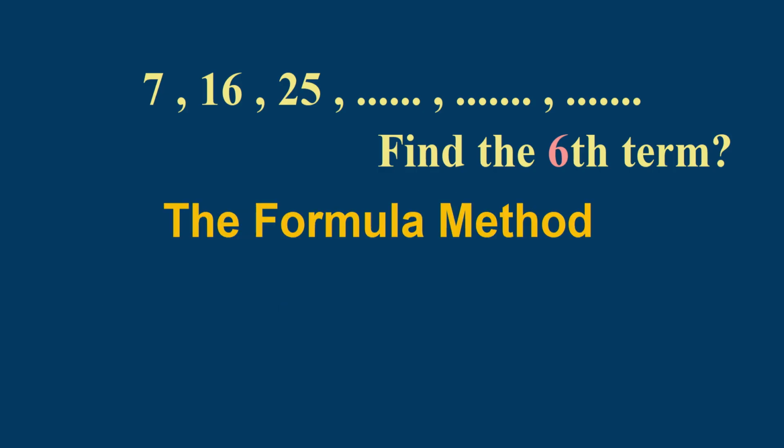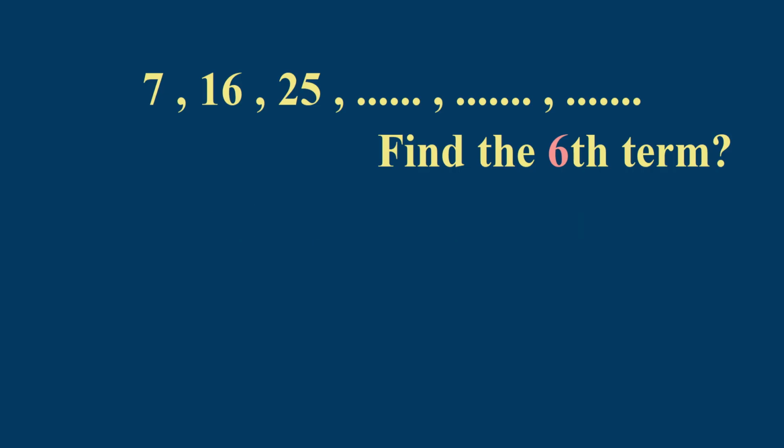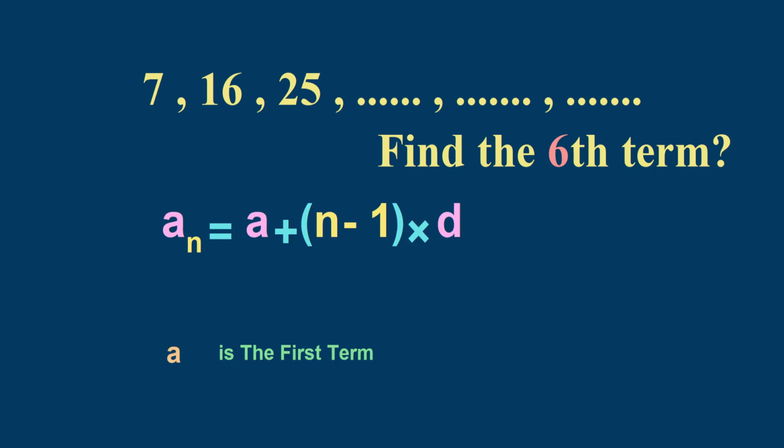Now, it's our time to solve the problem by using the formula method. In this method, we use the formula a_n equals a plus (n minus 1) times d, where a is the first term and d is the common difference and n is the required term.